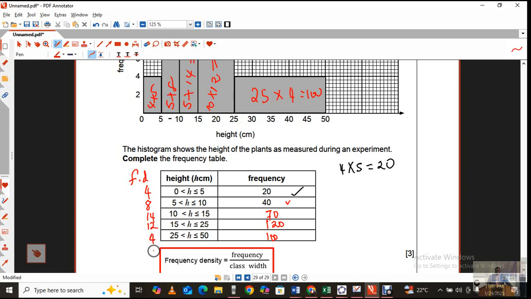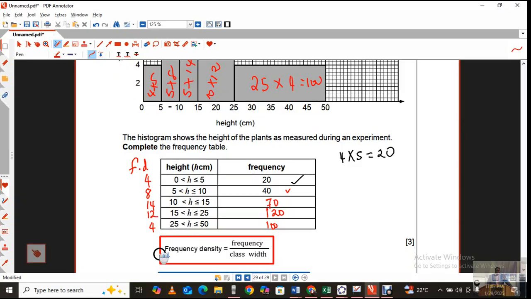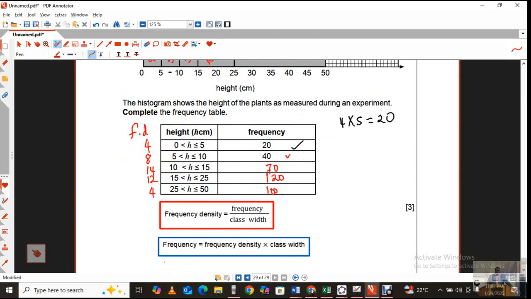So now I know what my frequency density is. I simply just look at the diagram. My class width, I can now maybe write class width here. What is the class width here? 0 to 5, it's 5. What is the class width here? From 5 to 10, 10 minus 5 is 5. What is the class width here? 15 minus 10, well, it's 5.